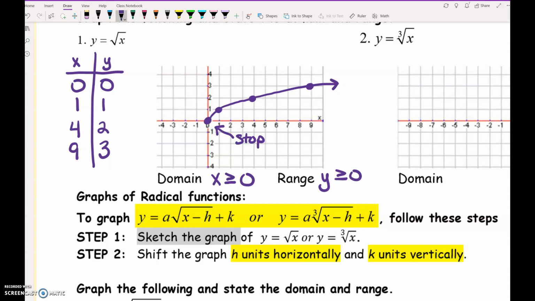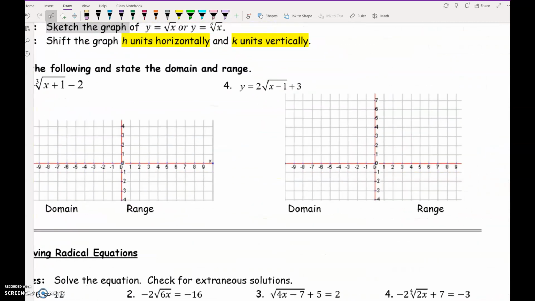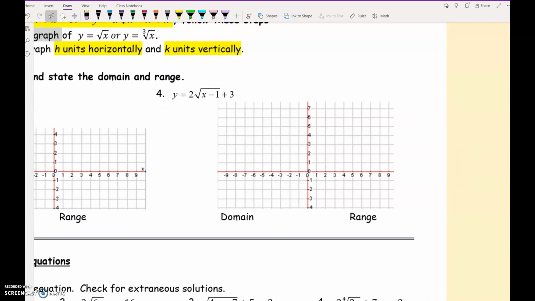Okay, now I'm actually going to do the notes out of order, but let's look at number 4. Number 4 is y equals 2 times the square root of x minus 1 plus 3. When we graph this, we are basically going to look just at everything up to the x, and then we'll think about what does the minus 1 and the plus 3 really mean.